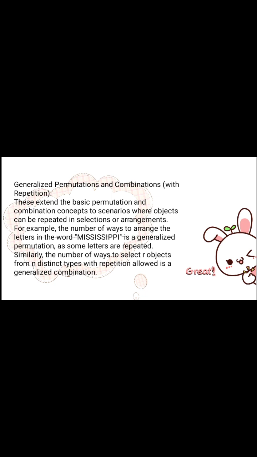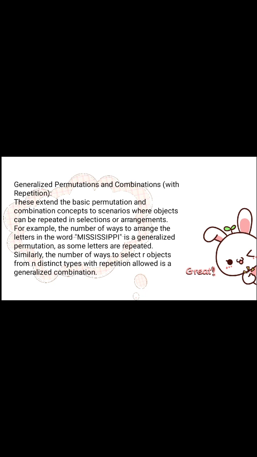Generalized permutation and combination with repetition. This extends the basic permutation and combination concepts to scenarios where objects can be repeated in selections or arrangements. For example, the number of ways to arrange the letters in the word Mississippi is a generalized permutation, as some letters are repeated. Similarly, the number of ways to select r objects from n distinct types with repetition allowed is a generalized combination.